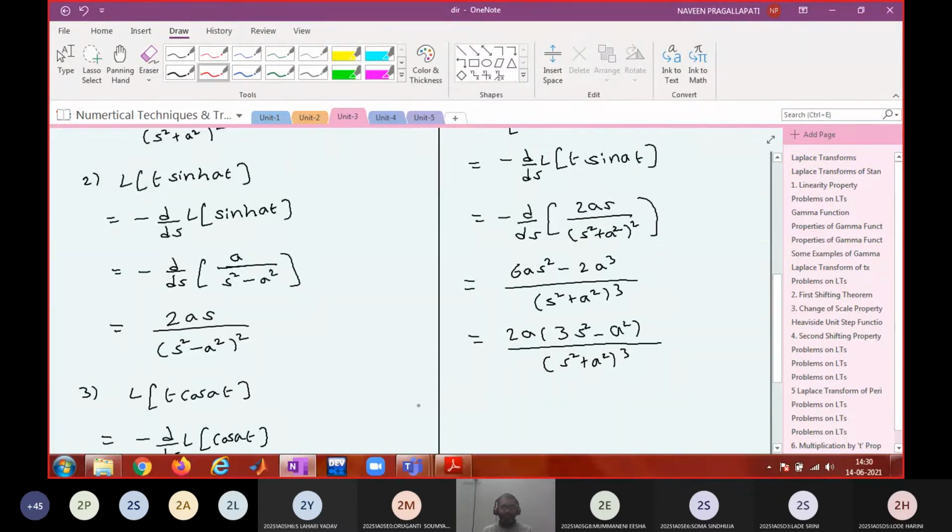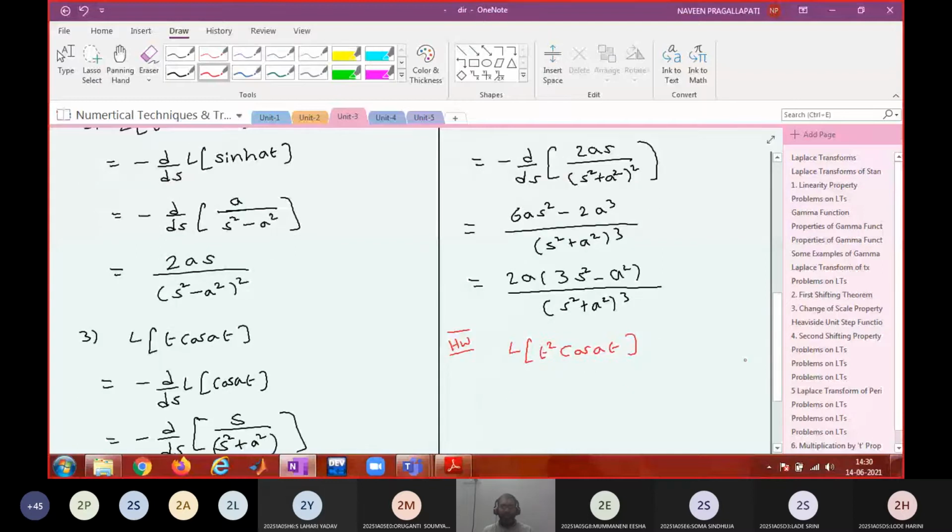so homework: Laplace transform of t square cos at.